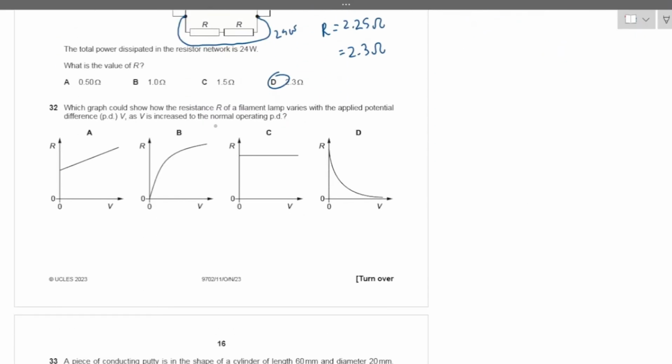Question 32. Which graph could show how the resistance R of a filament lamp varies with applied potential difference PD V as V is increased from zero to the normal operating PD? Right. So we know one thing for sure, that a filament lamp is not an ohmic resistor. If it were, then the resistance would be constant, right? But in this case, resistance won't be constant at all. First of all, let us look at the graphs without any further calculation. Let's look at them at face value.